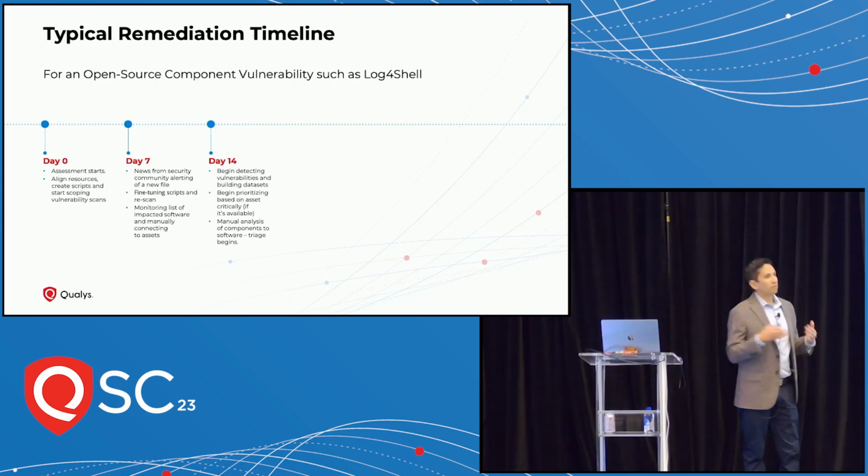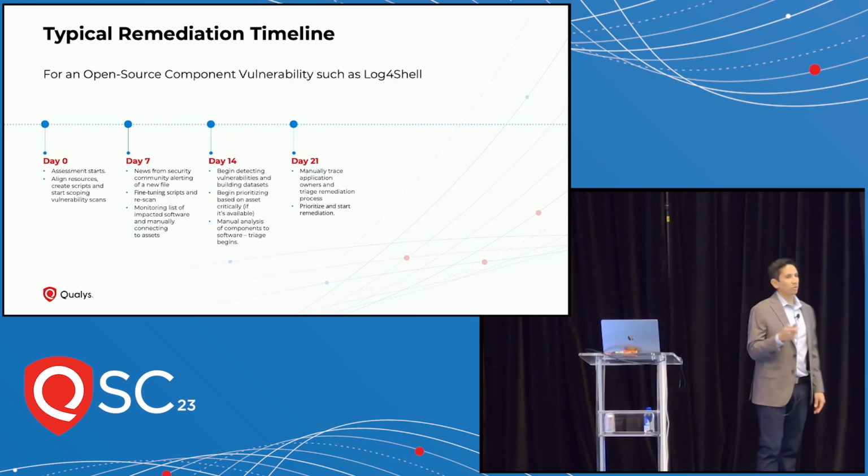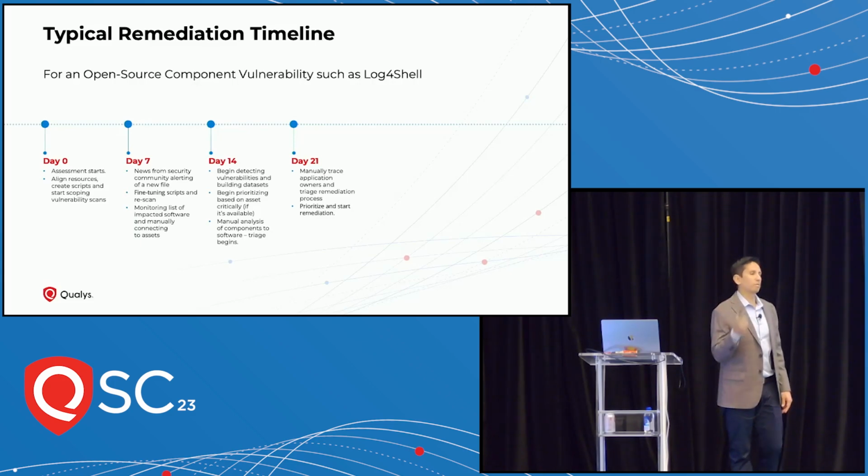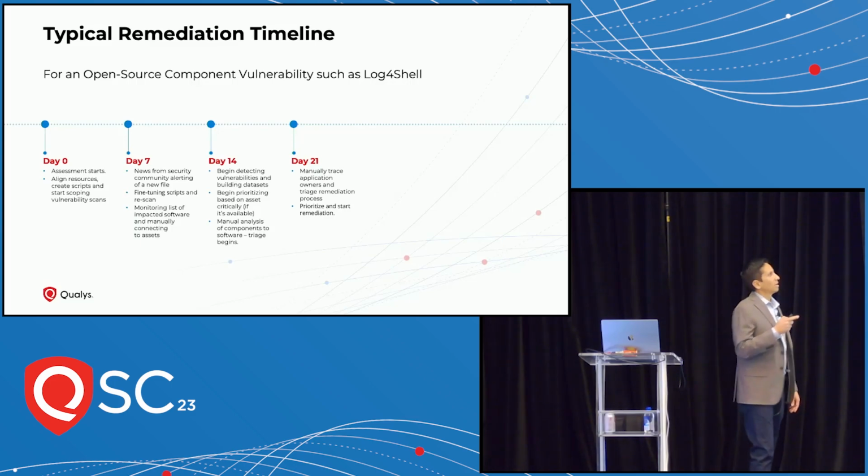But only after 14 days, customers were starting to detect these vulnerabilities and beginning to understand what it is impacting. And only after 21 days, they were trying to actually map what is the origin of that component. Is it coming with my third-party software provided by an external vendor? Is it provided by my internal team? How can we understand that?